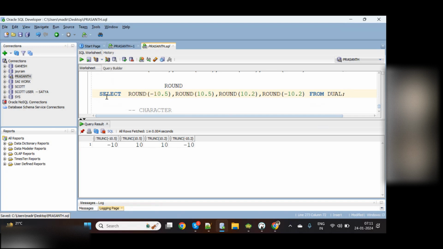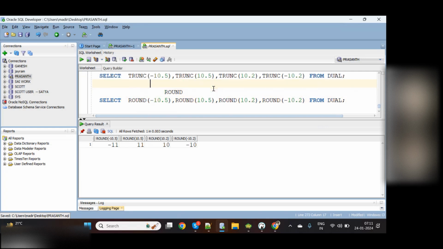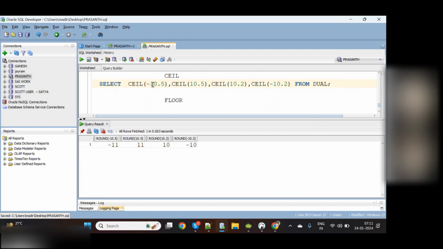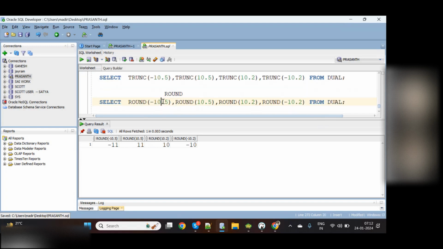10.5. What will be the output? It will be 11. See, in round and trunk, it is not differing about negative or positive signs. But coming to ceil and floor, it is focusing about the sign as well. So that difference you need to catch.